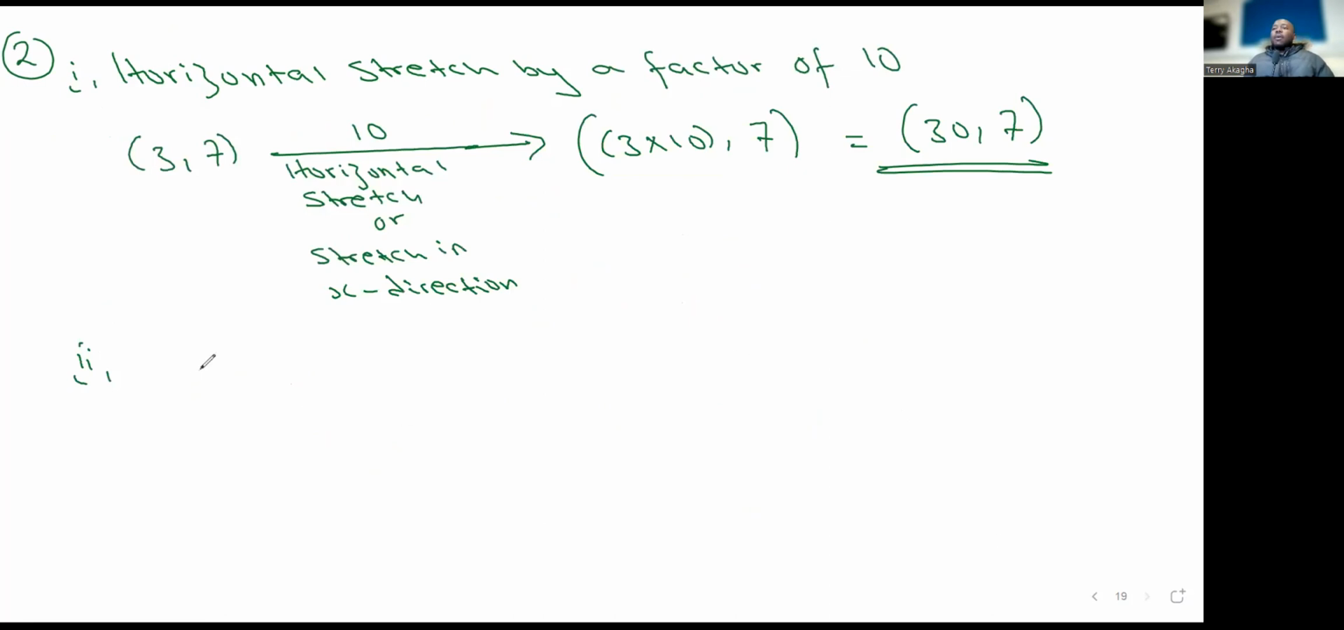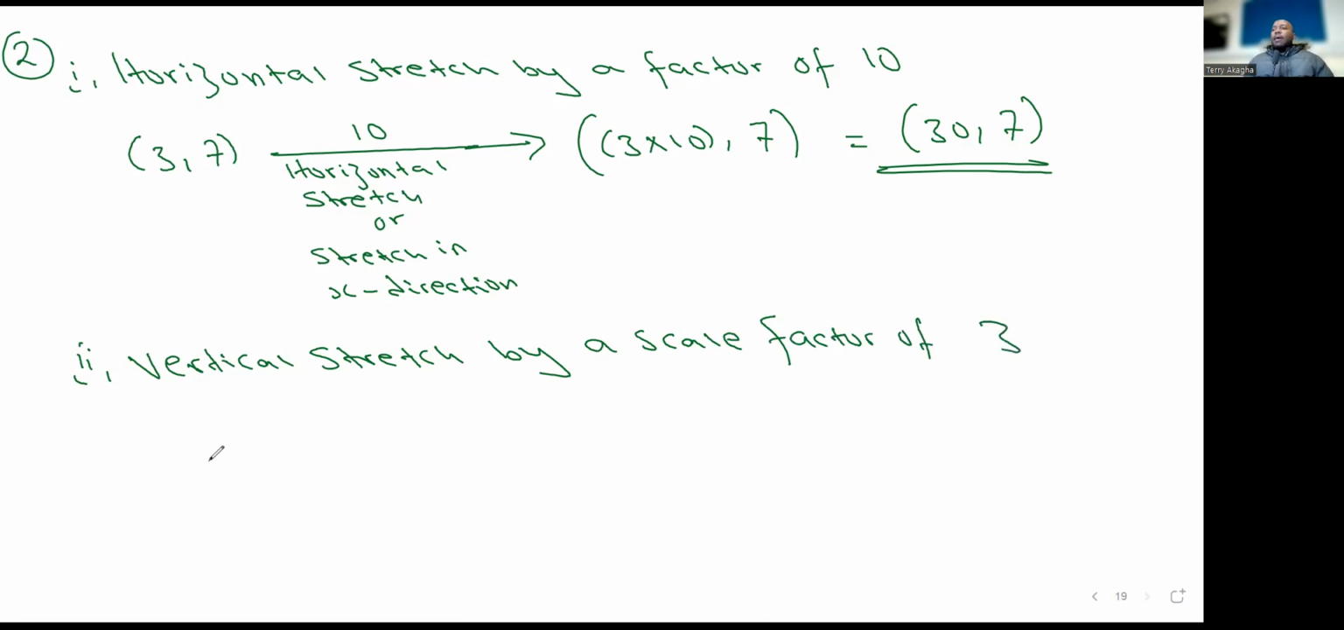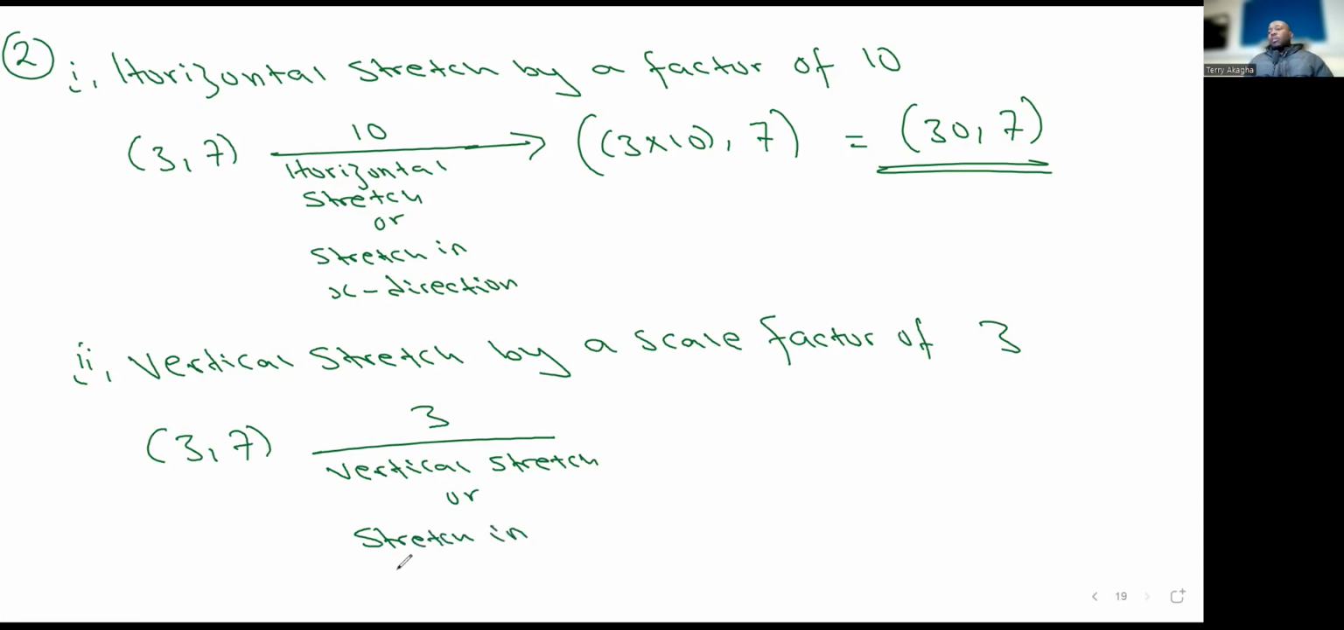Then the next one is a vertical stretch by a factor of 3. So vertical stretch by scale factor of 3. Okay, so we have 3 and 7, scale factor of 3. So it's called a vertical stretch. Okay, or if you don't want it, you can say stretch in Y direction. Okay, stretch in Y direction.